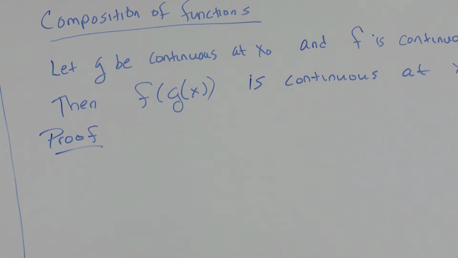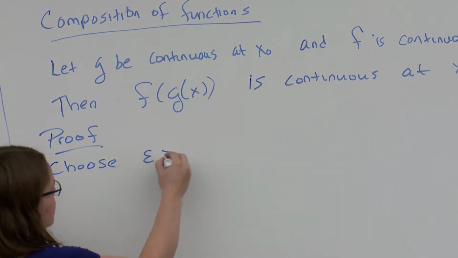Okay, so let's see if we can try to prove this, using our epsilon delta definition of continuity. We know one way to do this is to say the limit equals the value. The limit already involves epsilon deltas, so we can use the straight epsilon delta definition of continuity. So let's try to do that. Let's choose epsilon greater than 0.